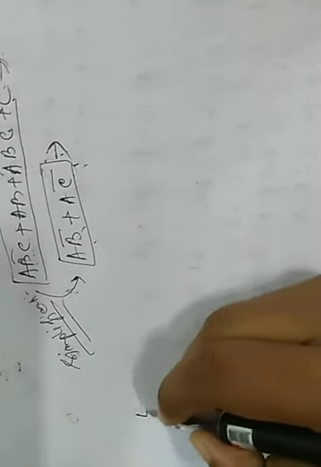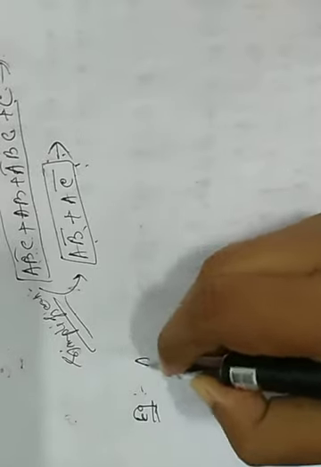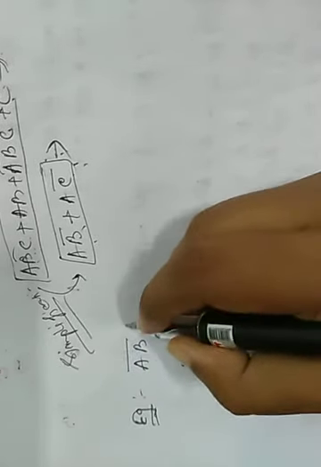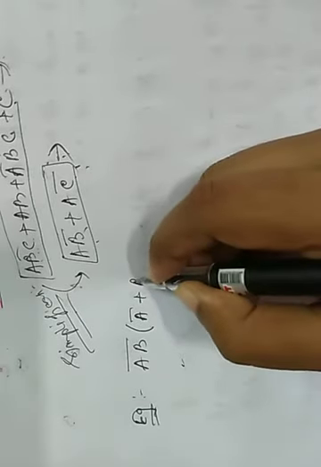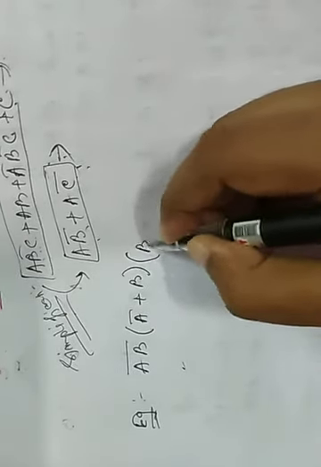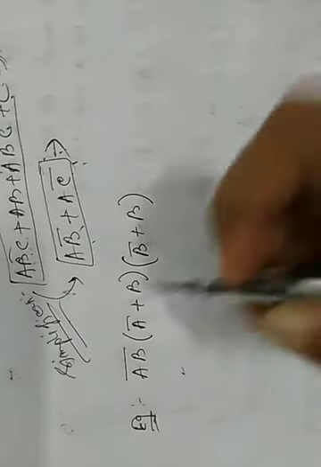Let's see an example. For example, suppose a b bar, b bar plus b. These are Boolean expressions. Now we have to simplify this.